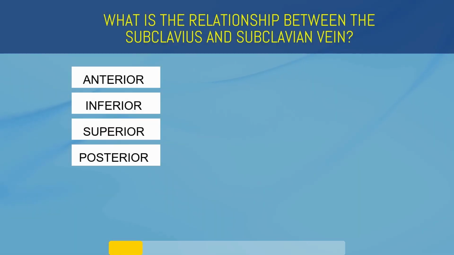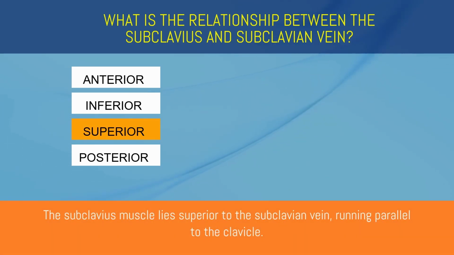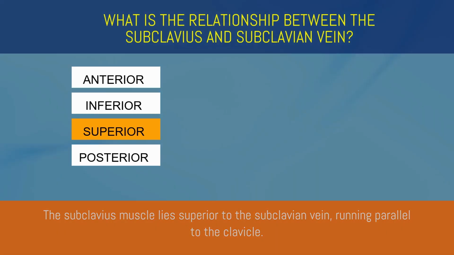What is the relationship between the subclavius and subclavian vein? Anterior, inferior, superior, or posterior? Superior. The subclavius muscle lies superior to the subclavian vein, running parallel to the clavicle.